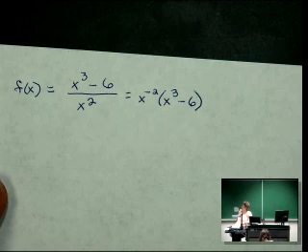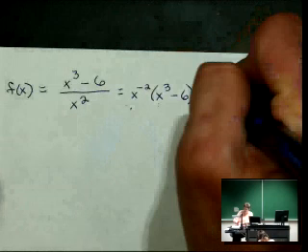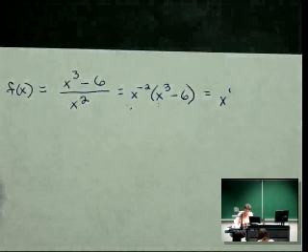Well, it's not really foil because it's not a binomial times a binomial. It's just distribute. Distribute x to the -2. When I multiply 2 expressions with the same base, I add their exponents, and then make sure you distribute completely.